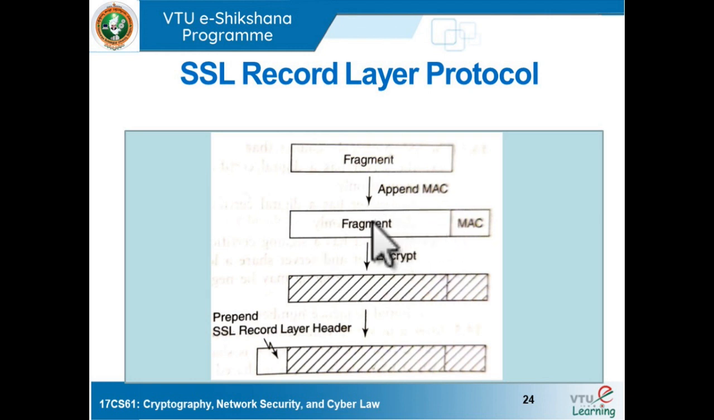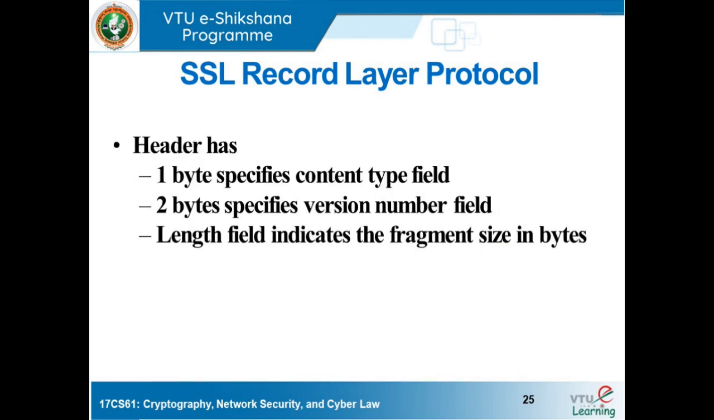Now over here padding is not depicted. Once the padding is performed, the fragment along with the MAC and padding, all three together are encrypted. Once encryption is performed, a header is prepended to this encrypted block of fragment. This header we call the SSL record layer header. After prepending, this packet is sent to the TCP layer for further processing.